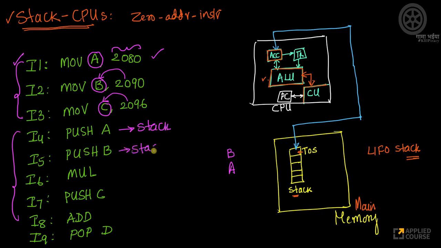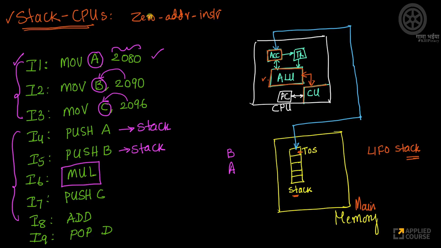Remember, in the case of stack CPUs, they actually write data to your main memory because the stack itself is part of the main memory. Then here comes the most interesting instruction. There is an instruction called MUL, which means multiply. This instruction simply says multiply.